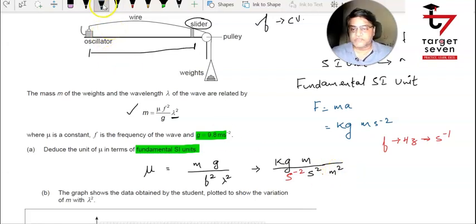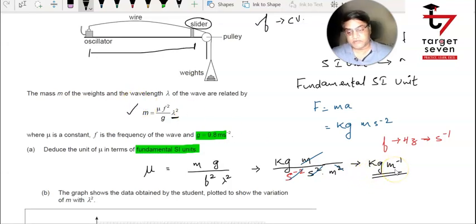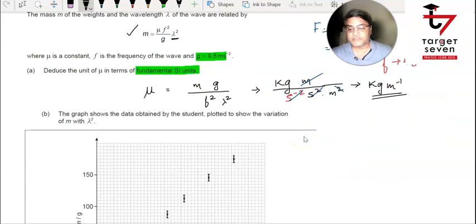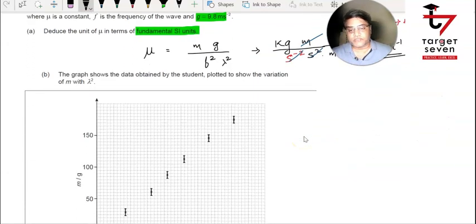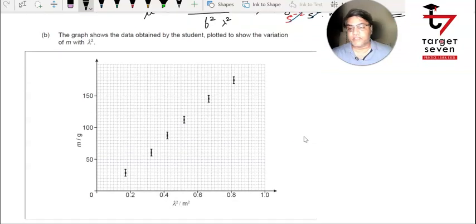Now as you can observe here, I can obviously strike off per second square and second square. 1 meter goes off with 1 meter, therefore I am now left with kg per meter. So the fundamental SI unit of mu is going to be kg per meter. It further goes on to say that the graph shows the data obtained by the student plotted to show the variation of m with lambda square.